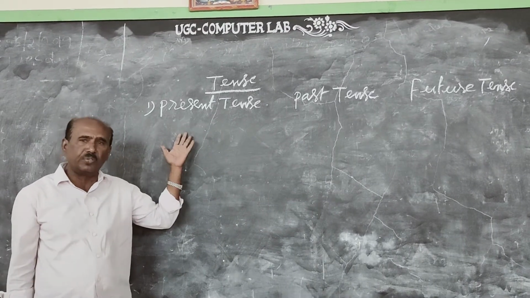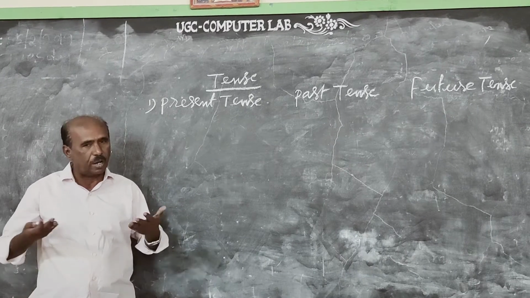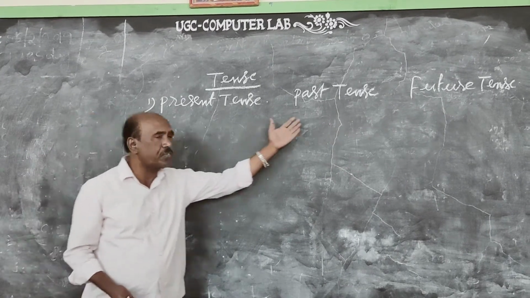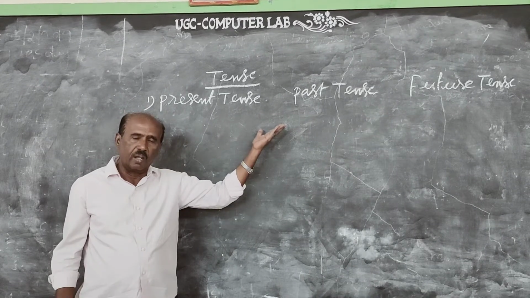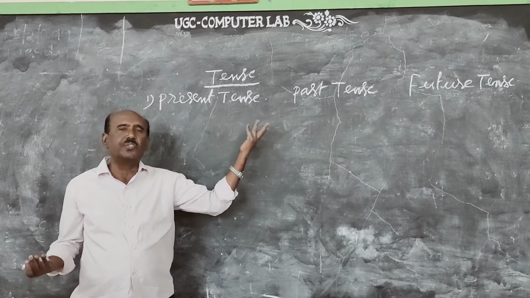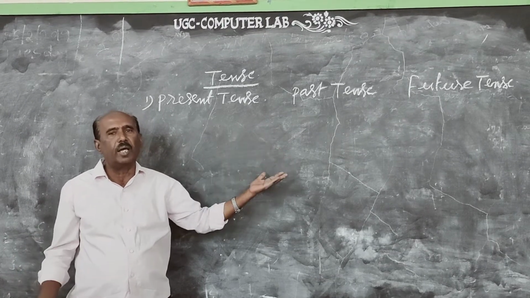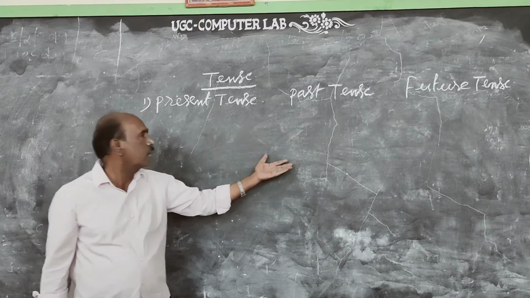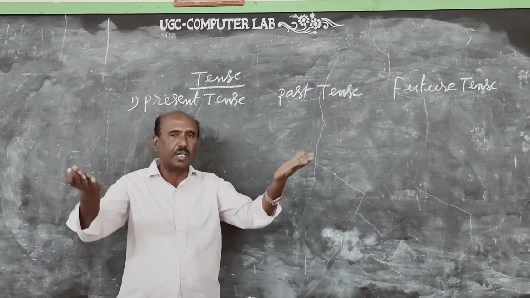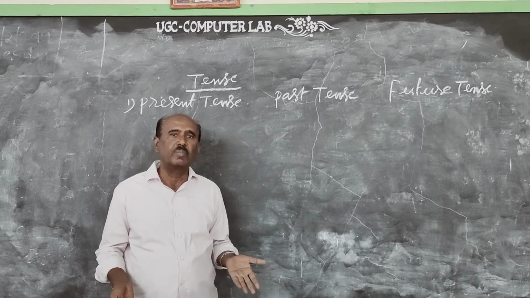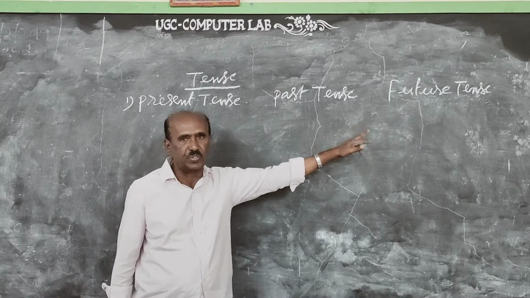Present tense means what is happening now in front of us. We are in present tense. Past tense means already happened yesterday, or some days ago, or a month ago, or a year ago. All come under past time. And future means tomorrow, that is about to come, that is about to happen, that is future tense.